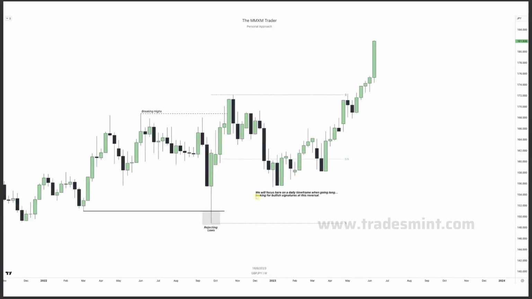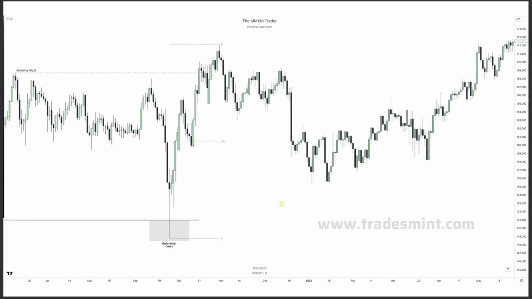Now we are in discount, right? And we will focus here on a daily time frame when going long. So we're going to be looking for bullish signatures at this reversal. Let's hop into the daily time frame from GBP JPY. Again, that weekly low that got rejected, right? And we're breaking through the highs. And then price is slowly coming down into discount. And over here we are in discount.